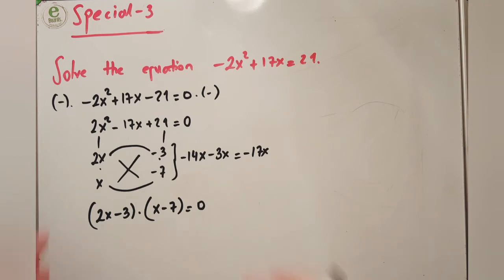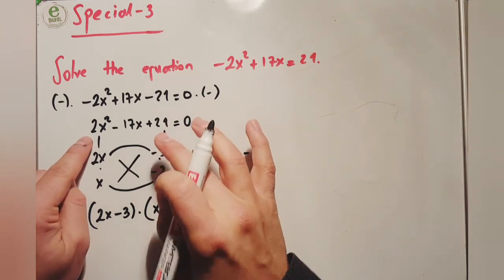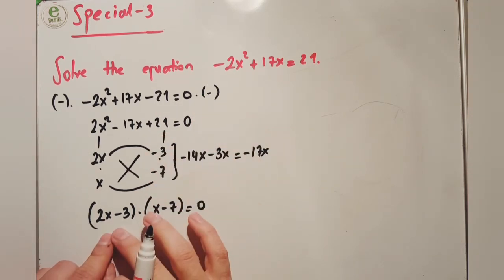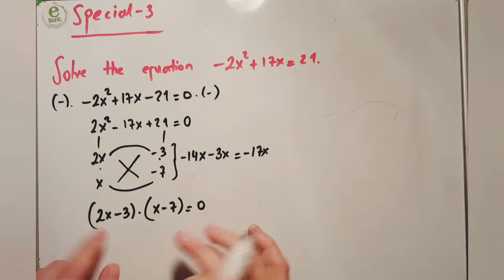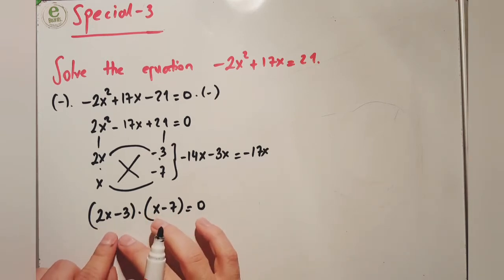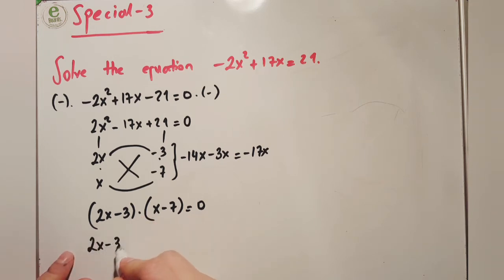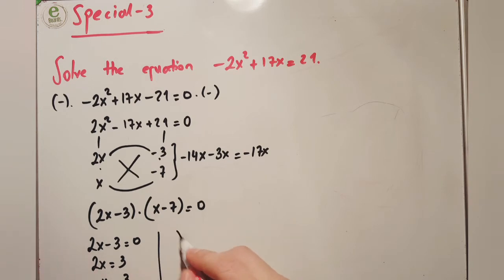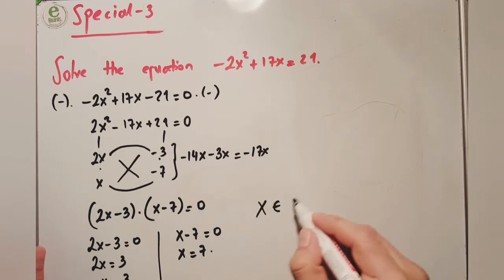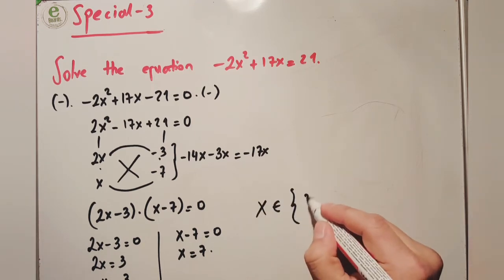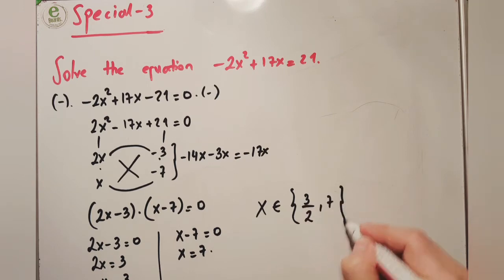So it means that this quadratic equation has two linear factors, such as 2x minus 3 and x minus 7. We know that in this case, each linear factor must be 0. So 2x minus 3 is equal to 0. From here we will get x is 3 over 2, and x minus 7 is equal to 0. For x, we will have 7. So for x we have two different values, 3 over 2 and 7.